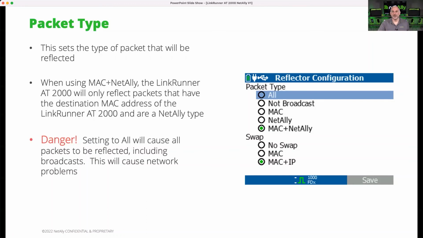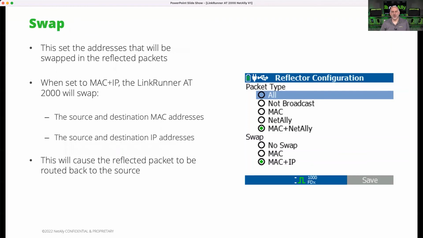Otherwise, do not ever use all. This will cause a broadcast storm on your network and take down your network. I recommend just leaving this at MAC plus NetAlly and swap MAC plus IP. Okay? So if you're using it as an endpoint for a LAN BERT test, you're going to need to select all. Otherwise, leave it at MAC plus NetAlly. And if you set it to all for LAN BERT, make sure you put that back before you ever hit start on here. Our swap here is swapping the MAC and the IP address.